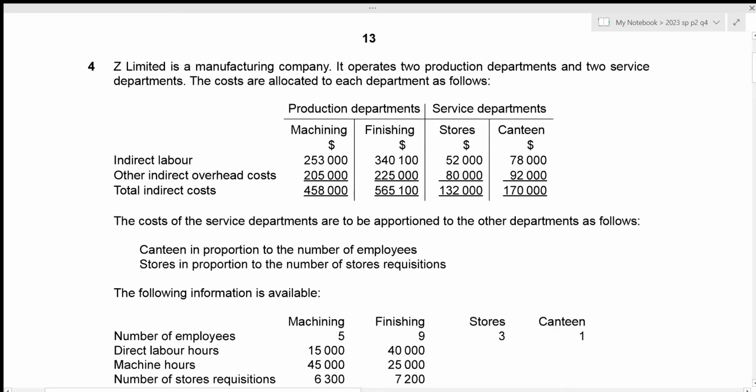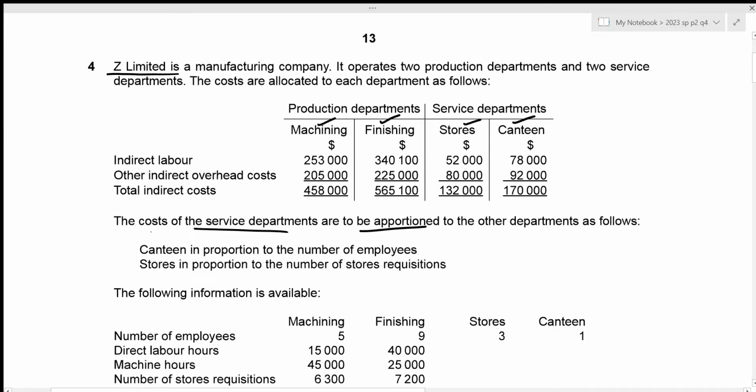Z Limited is a manufacturing company. It operates 2 production departments and 2 service departments. The costs are allocated to each department as follows. So we have 2 production departments, machining and finishing, and 2 service departments, stores and canteen. And we're given the indirect labor and other indirect overhead costs for all 4 departments. Then the cost of service departments are to be apportioned to other departments as follows.